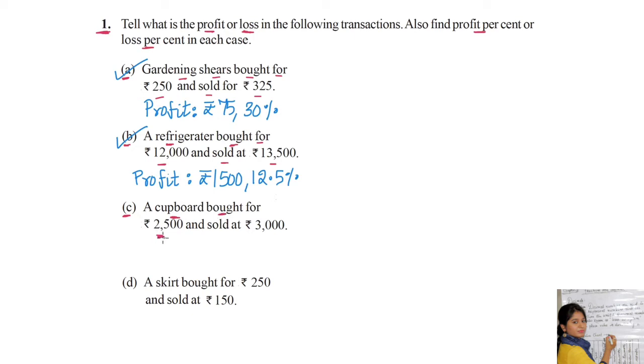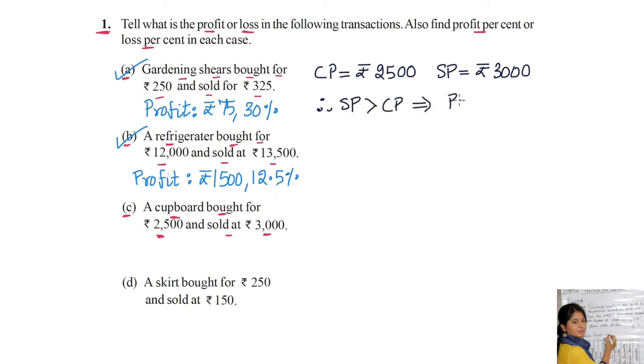In part 3 it is given that a cupboard is bought for rupees 2500 and sold at 3000. So we will observe that our cost price is given as rupees 2500, right? We will write it for comparison, and selling price is given as rupees 3000. If you will see, you come to know that selling price is greater than cost price, which means that profit has been made, right? So let's find profit.